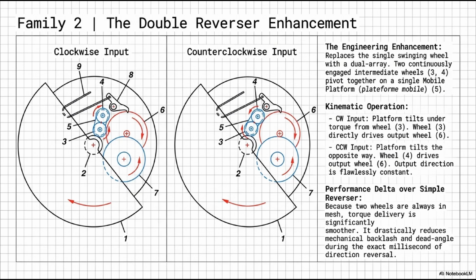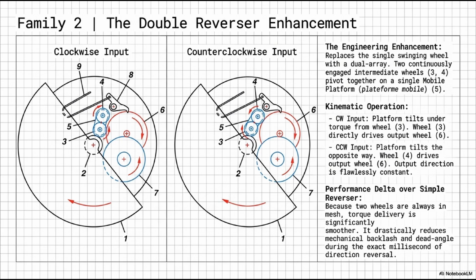Let's trace the kinematic operation. Under clockwise input, the rotor turns wheel 2. The torque tilts the platform left. Wheel 3 engages and directly drives the output wheel 6. Under counterclockwise input, the rotor reverses. The platform tilts right. Now wheel 3 drives wheel 4 and wheel 4 engages and drives the output wheel 6. The output direction is flawlessly constant. What is the performance delta over the simple reverser? Because two wheels are always in mesh on the platform, torque delivery is significantly smoother.